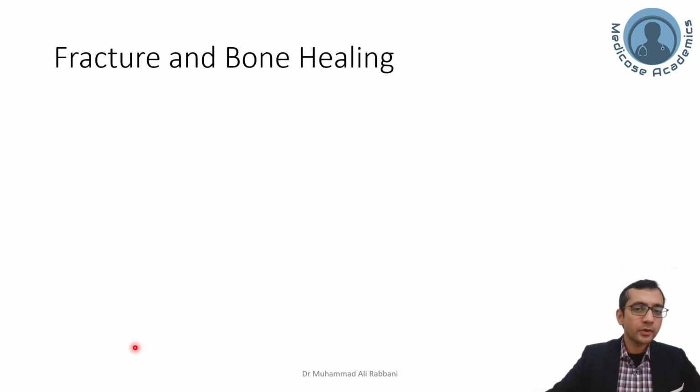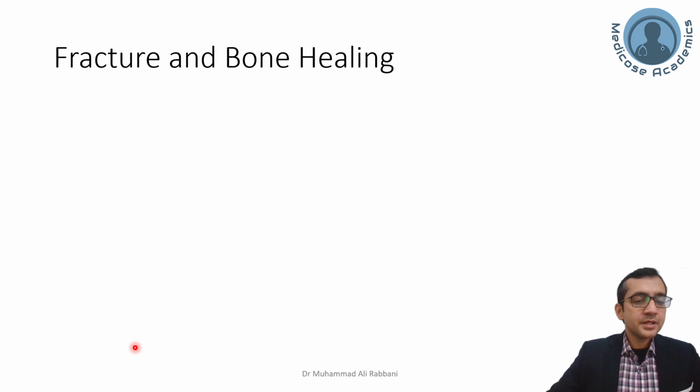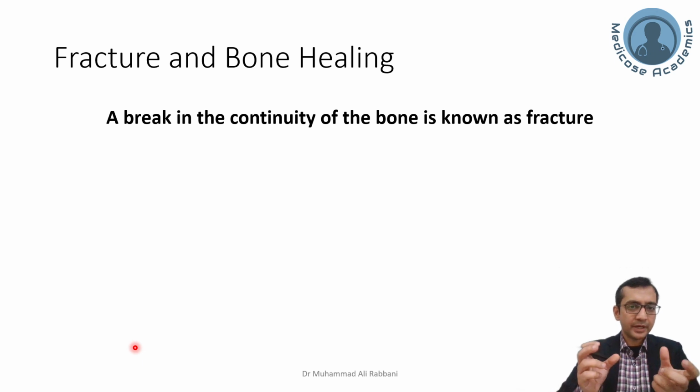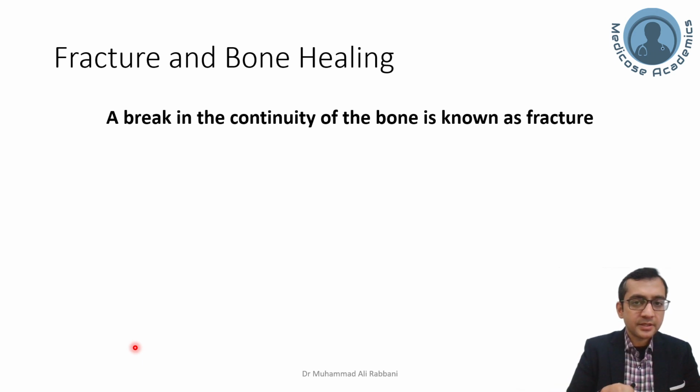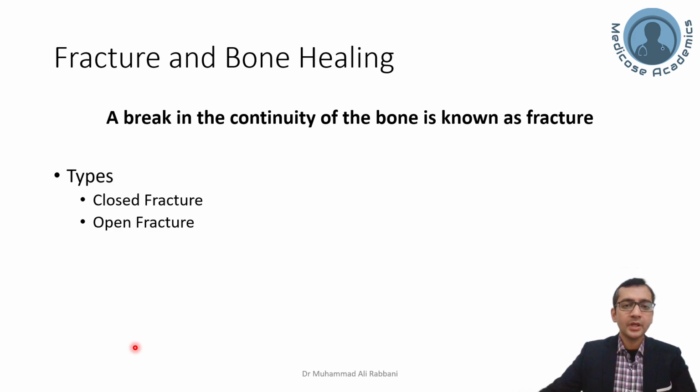Now let us talk a little about fracture and bone healing. Fracture is simply a break in the continuity. The bone breaks. The bone does not remain a single unit, it does not remain continuous. So it can happen due to a lot of causes. You can think of many, not going into the detail. There are again a lot of types, but very commonly used at the beginning level of anatomy, simply talking about closed and open fractures should be enough.